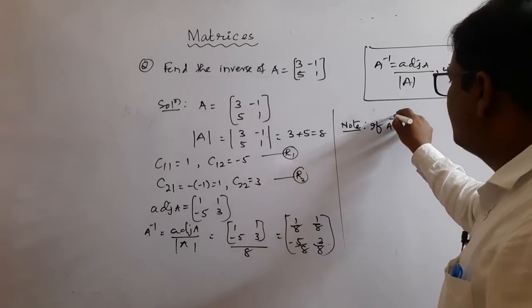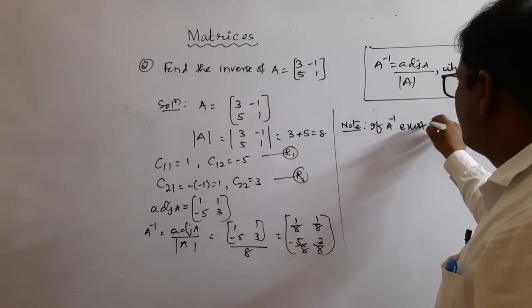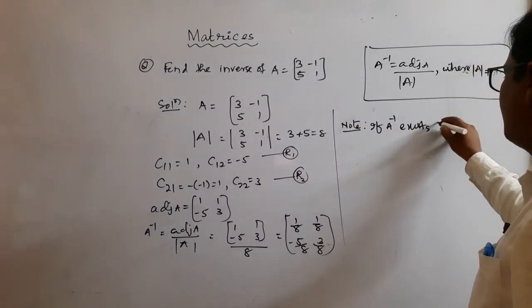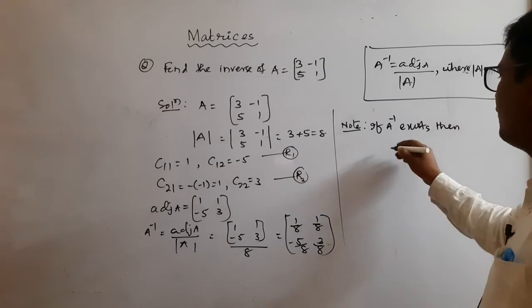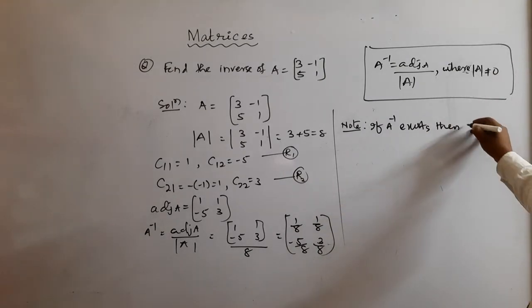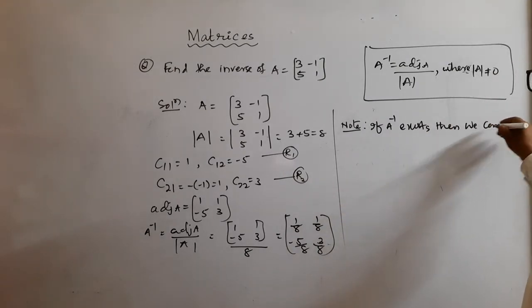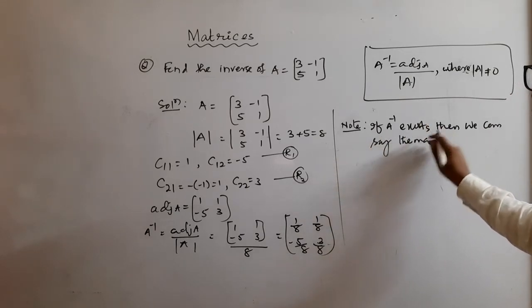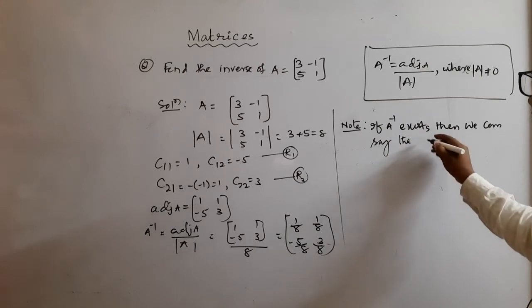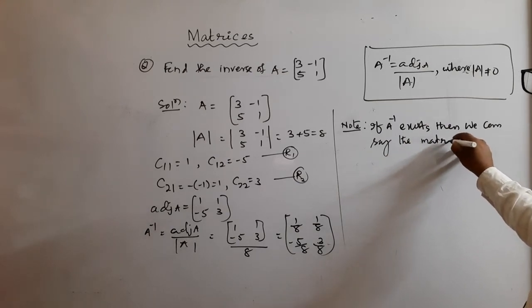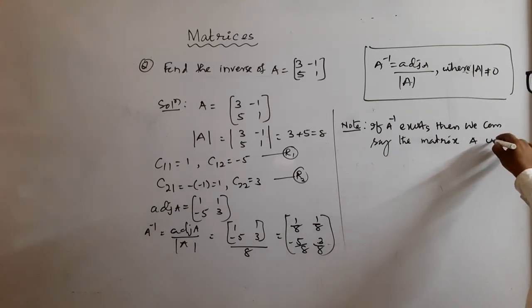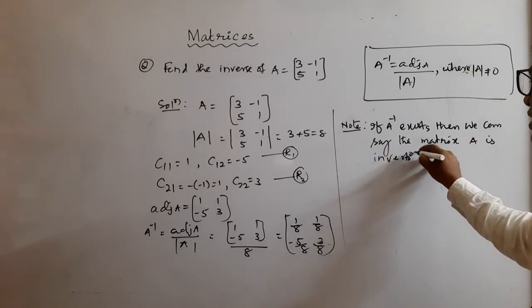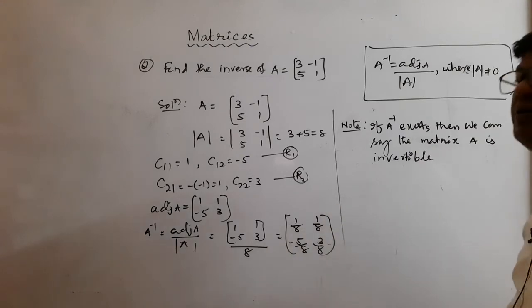Note, if A inverse exists, then we can say the matrix A is invertible. If inverse exists, then it is invertible.